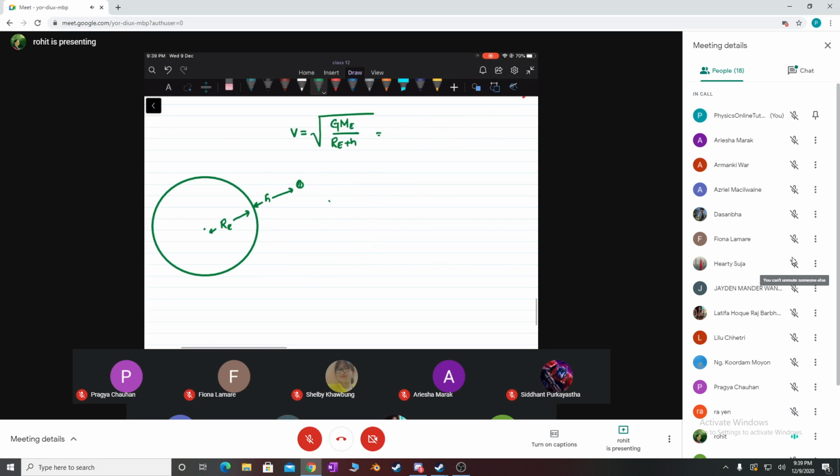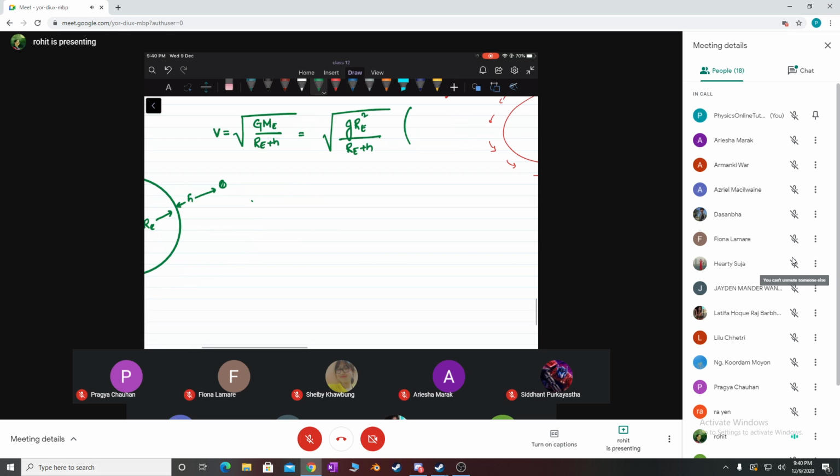Another way to write it, as I showed you just now, is root over of G RE squared divided by RE plus H. Only when height is very, very small, the formula for V becomes root over of simply G RE. Because H is very small, I can neglect this H. RE squared and RE get cancelled, so you just get G RE. This is when H is small. Okay, this is what we have done just now, so I'm going to proceed now.